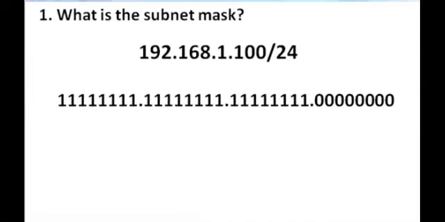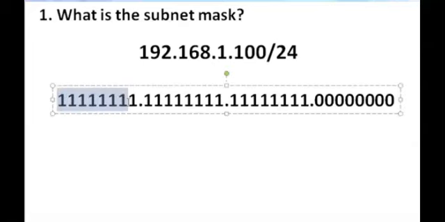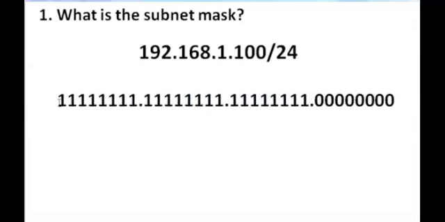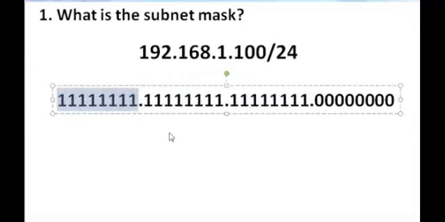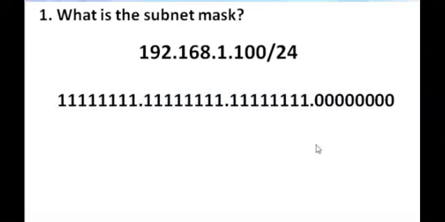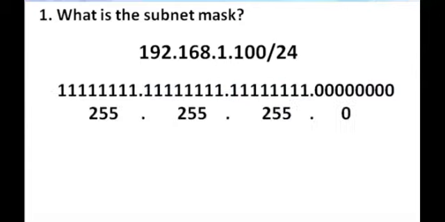So I've converted /24 into binary. Notice that /24 denotes that there are 24 ones in the subnet mask, counting from left to right. If we count them up here, we can see that we have 8 ones here in the first octet. Another 8 here makes 16, and then another 8 makes 24. Now I'll need to convert this to decimal.